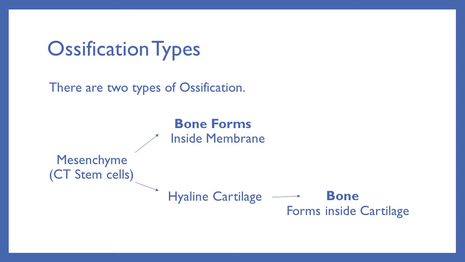There are two ways to ossify or form bones. Both of them start with the mesenchyme. Some bone goes straight from being mesenchyme to being bone. This happens inside of the membrane. The other strategy is for the mesenchyme cells to become hyaline cartilage, and then the hyaline cartilage converts into bone later on. Your body will use both of these methods.